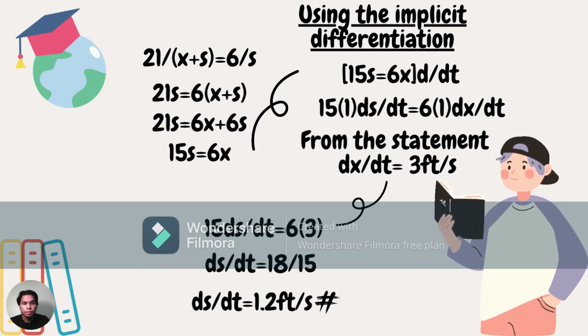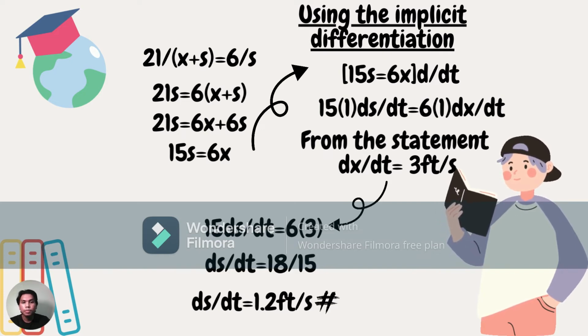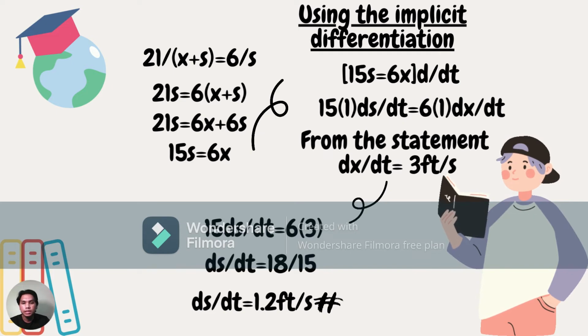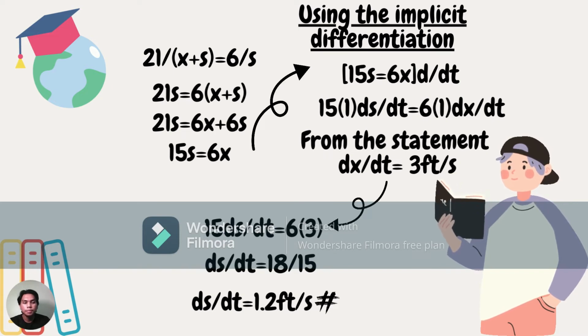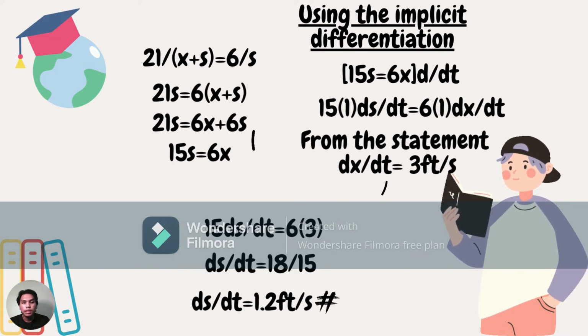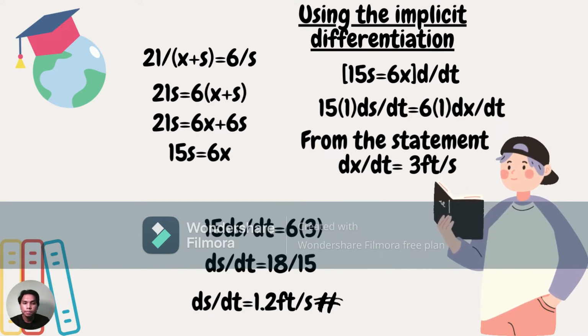Once we get to this part of the equation, we can perform implicit differentiation, which is to find the derivative of both sides of the equation with respect to time. It will be 15 ds over dt equals 6 dx over dt.